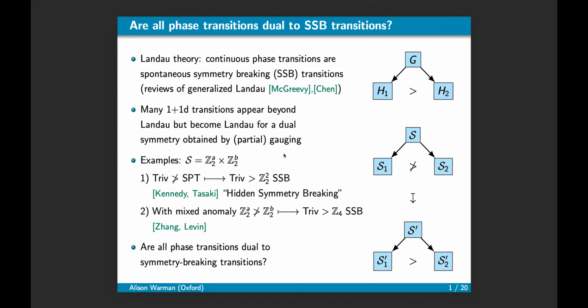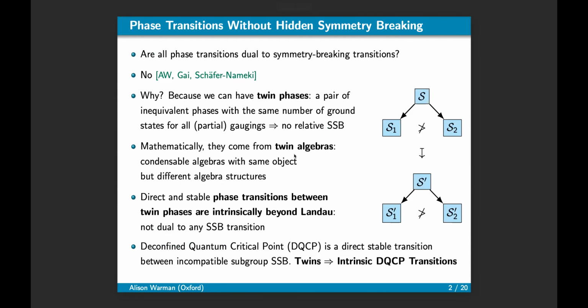Now, in 1 plus 1D, are all phase transitions dual to spontaneous symmetry breaking transitions? The answer is no. So we showed that actually we can have transitions between phases in 1 plus 1D that are not related by gauging to any Landau transitions. And this follows from the existence of twin phases, which have the same number of ground states. So they're a pair of inequivalent phases, for example, here shown preserving symmetry S1 and S2, which are not in a subsymmetry relation, such that the two phases have the same ground state degeneracy.